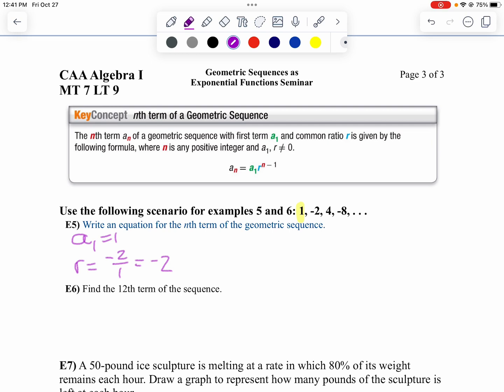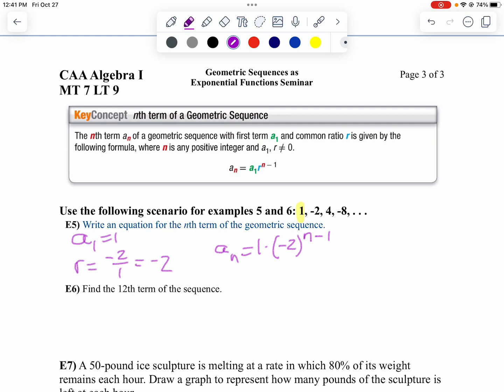So to write this out, we're going to say a sub n equals 1 times, I'll make sure I put negative 2 in parentheses because it's negative, to the n minus 1 power.